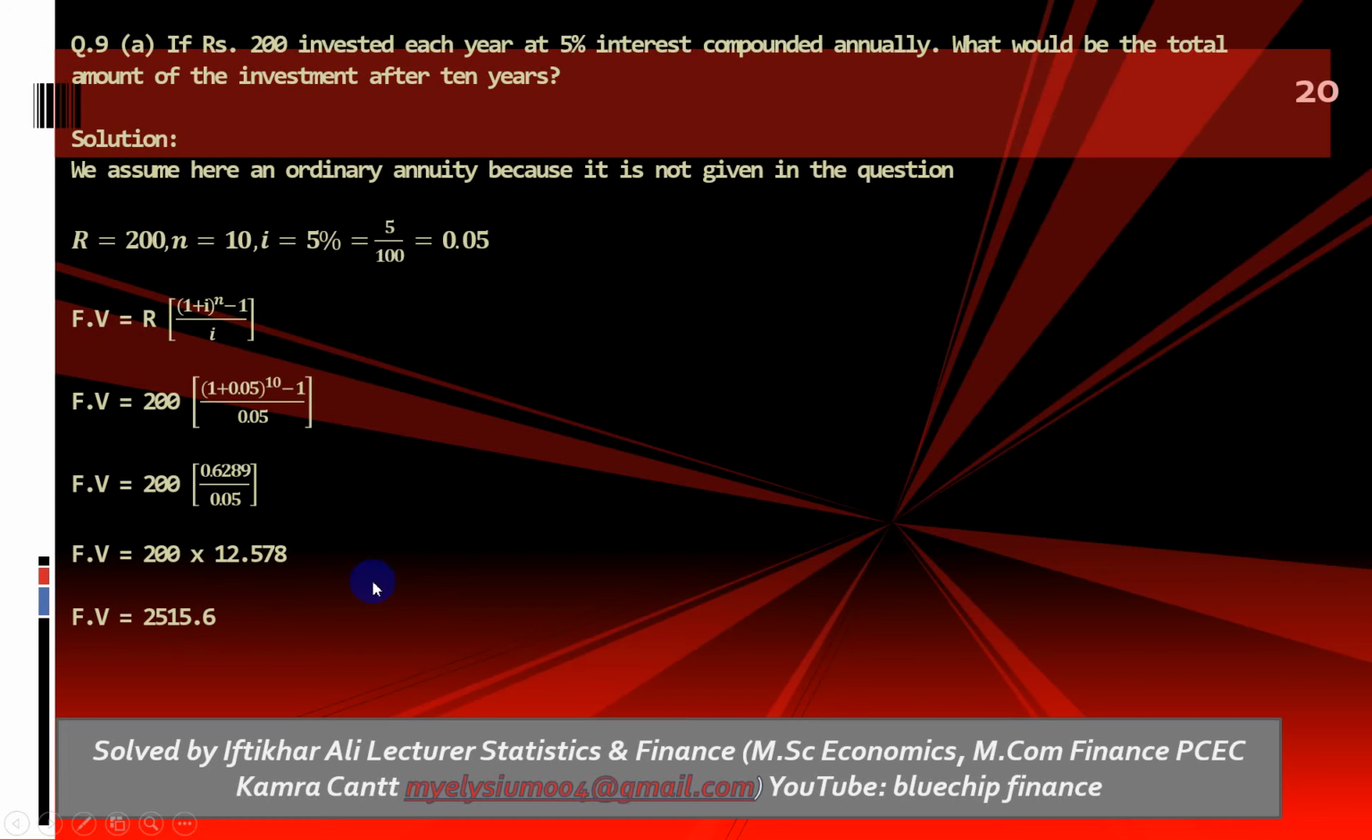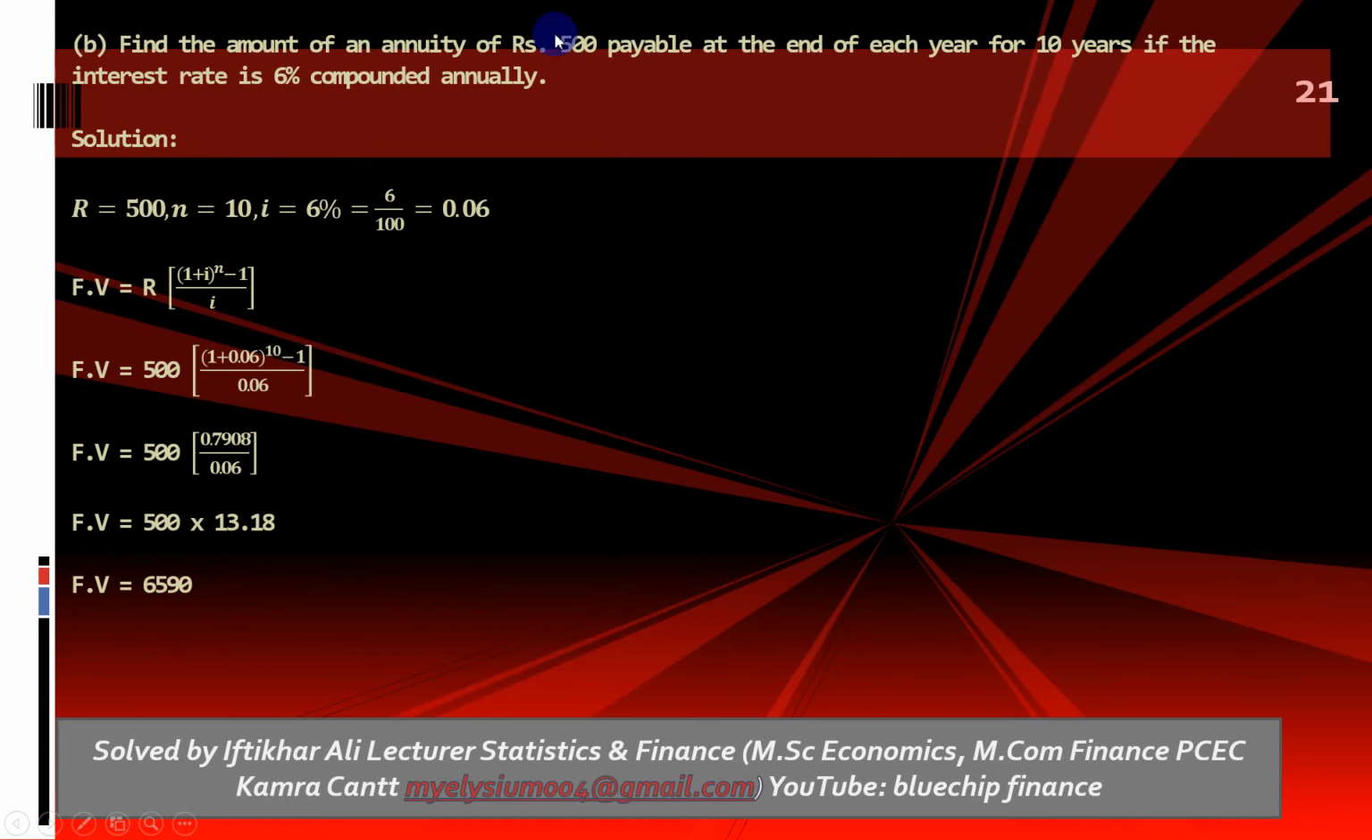B part: find the amount of annuity of rupees 500 payable at the end of each year. Once again, it is the case of an ordinary annuity. 500 will be R. If the interest rate is 6% compounded annually, i will be 0.06 and n will be 10. We will apply the same formula once again. Just put in the values and the future value will be 6590.